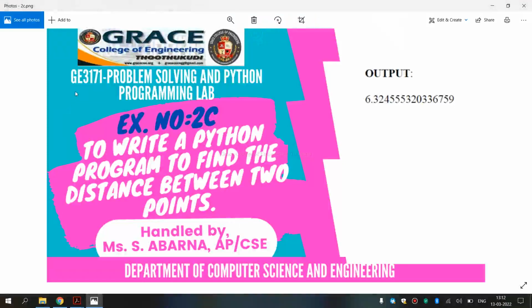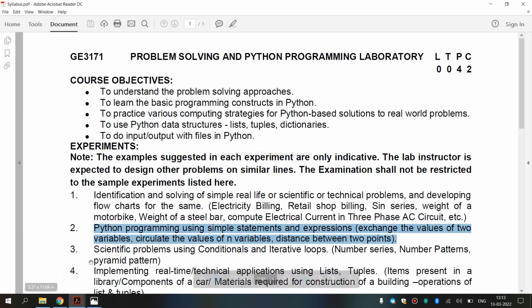In this video, we are going to discuss GE3171 Problem Solving and Python Programming Laboratory, exercise number 2C: to write a Python program to find the distance between 2 points. And this is the syllabus for regulation 2021. We are going to see the second exercise, the last one, that is distance between 2 points.